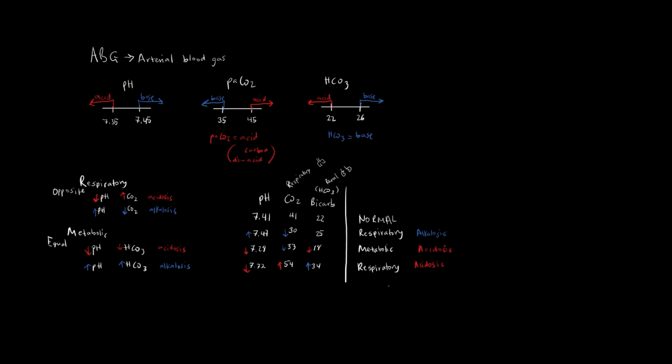And then moving on to our last problem, the pH is 7.5, which is greater than normal. So this automatically tells us that we are in a state of alkalosis. Now let's look at the PaCO2 and the bicarb. The PaCO2 is normal, and then the bicarb is greater than normal. Think back to ROME. The pH and the bicarb are moving in the same direction, so this is metabolic alkalosis.